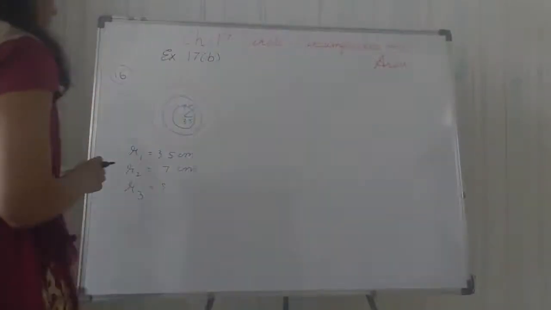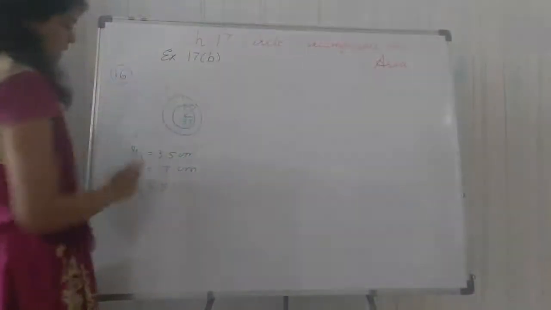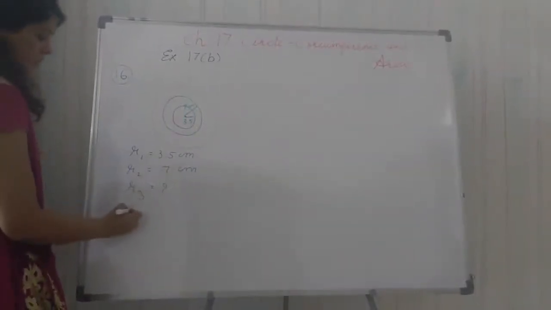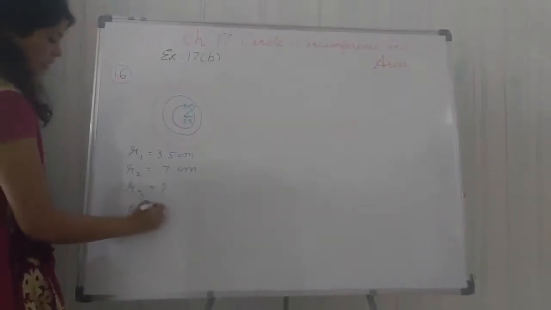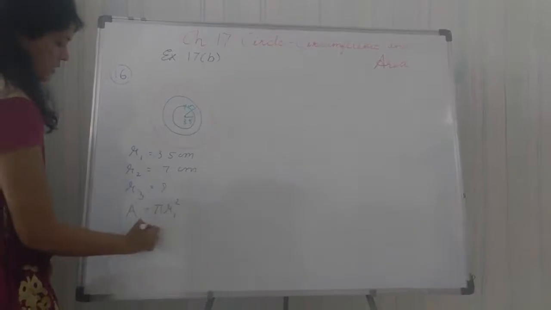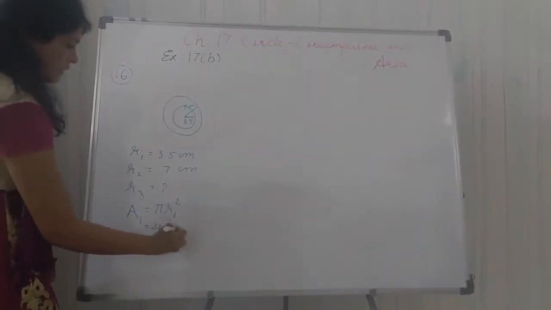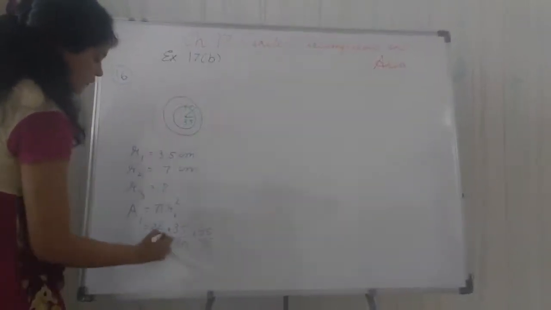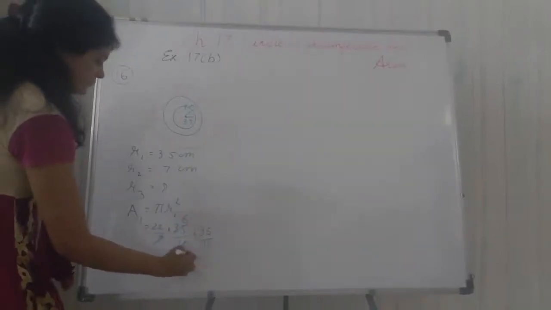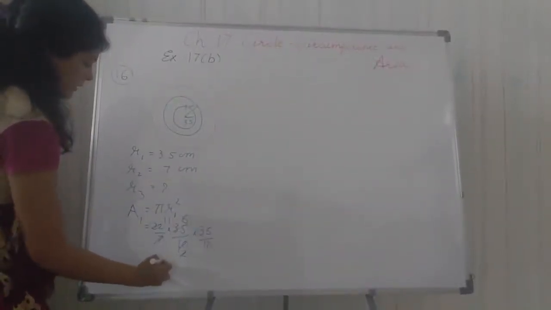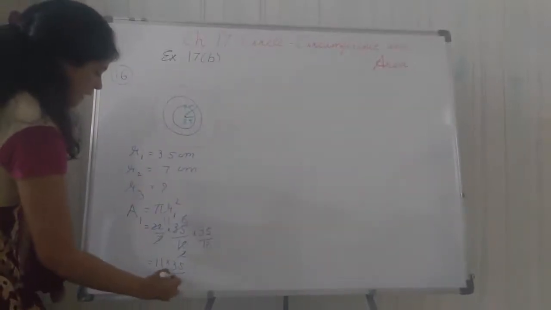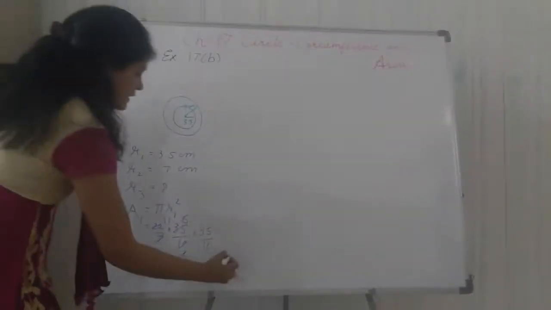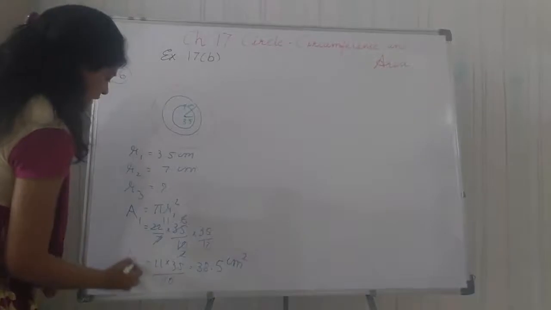For that, students, first of all, I find out how much area is there between first and second circles. For that I take area 1, that is pi R1 square. So, it's equal to 22 by 7. Then 3.5 I take as 35 by 10. So, solving this, I get 11 multiply 35 by 10. So that is 38.5 centimeter square. This is our first area found.